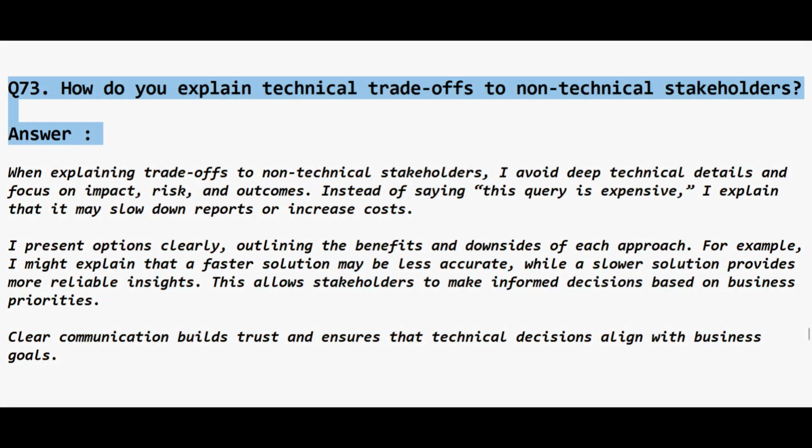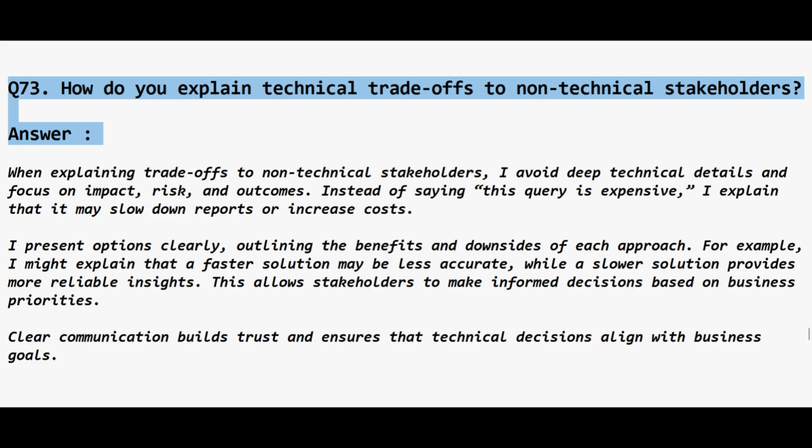Question 73. How do you explain technical trade-offs to non-technical stakeholders? Answer. When explaining trade-offs to non-technical stakeholders, I avoid deep technical details and focus on impact, risk, and outcomes. Instead of saying this query is expensive, I explain that it may slow down reports or increase costs. I present options clearly, outlining the benefits and downsides of each approach.